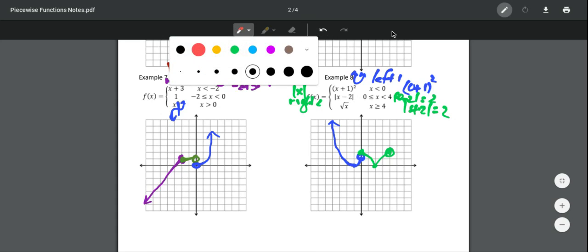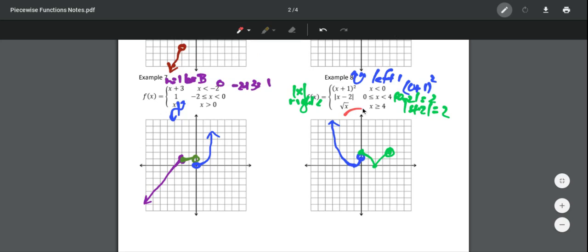And this graph is the square root graph. So at 4, the square root of 4 is 2. So it goes here and swoops over. So that's how you would draw. You would just draw each piece. And I'm going to show you these same graphs in Desmos and how you would draw them in Desmos.